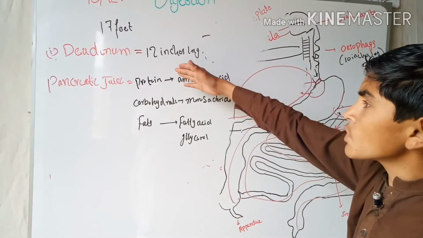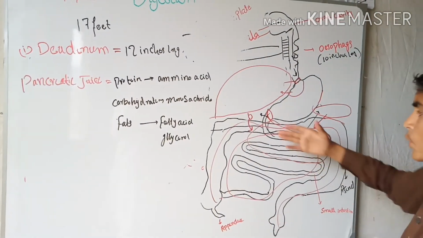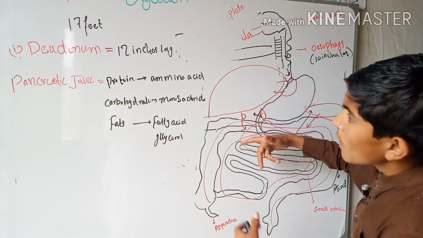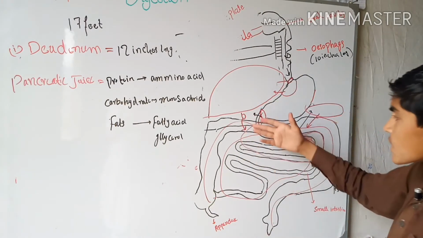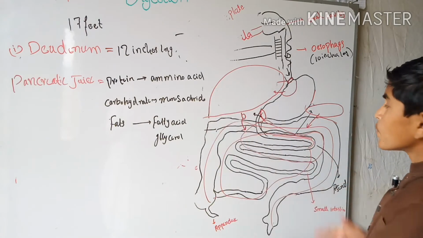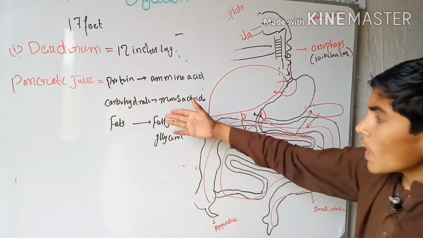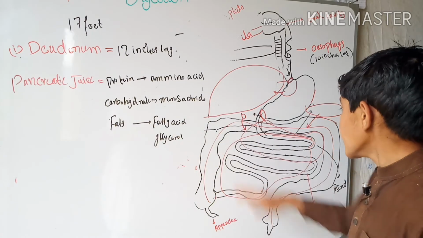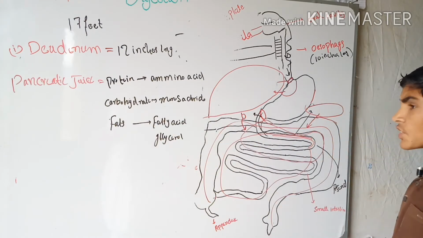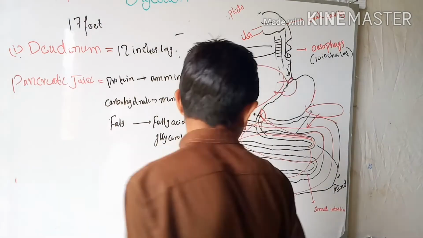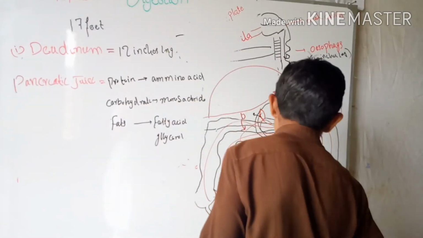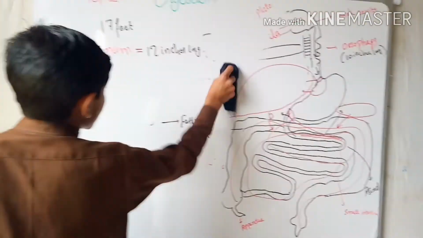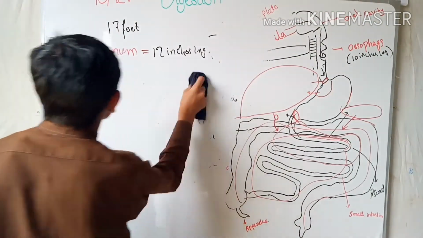Okay, the duodenum is actually involved in the chemical breakdown of food. The bile breaks down the fats into fatty acid and glycerol. The pancreatic juice converts the protein into amino acid, carbohydrate into monosaccharide, and fats into fatty acid and glycerol. And there is also secretion of several other chemicals, which is done in the next part.